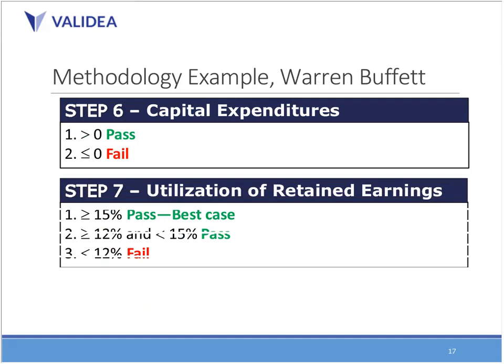Utilization of retained earnings. One of the explicit ways that he judged the quality of the management of the firm was if the earnings that they kept over the past 10 years, so each year they pay some back in dividends to the stockholders and they retain the rest of the earnings, were they able to obtain at least a 12% or 15% return on the money that they kept back in the company? This is, again, the way he judged the efficiency of the management of a company.